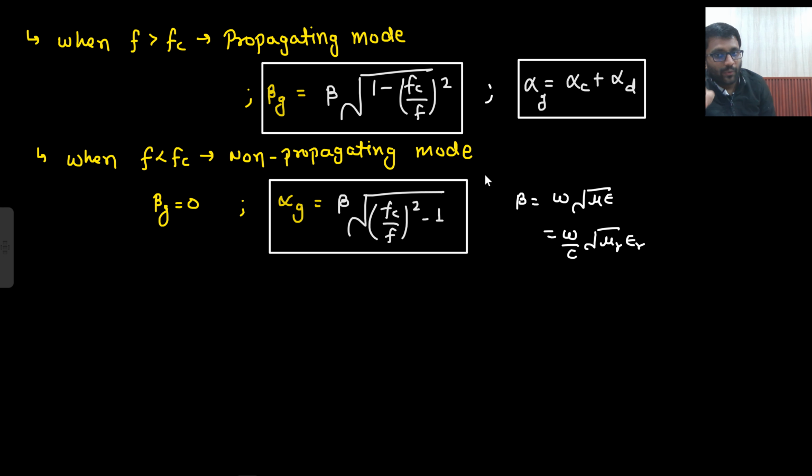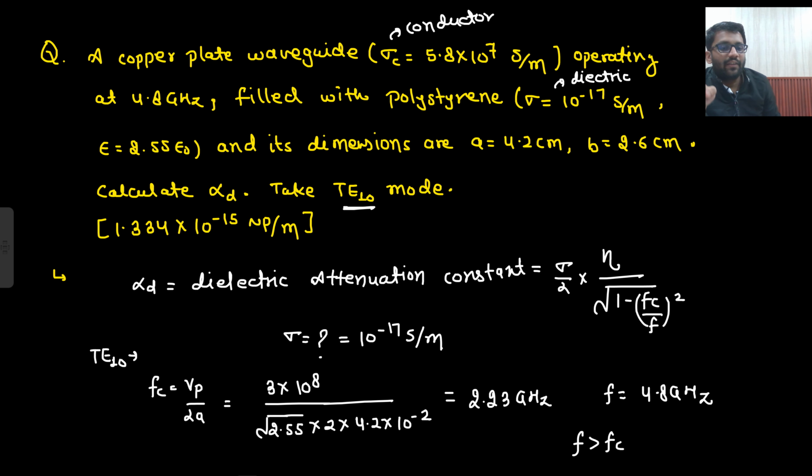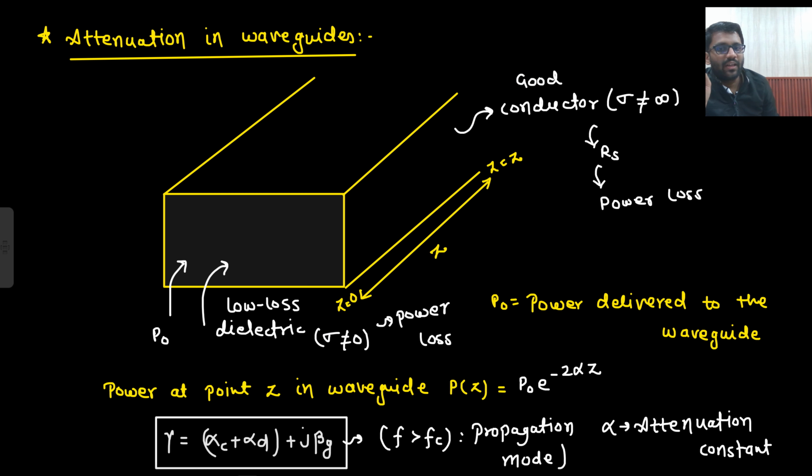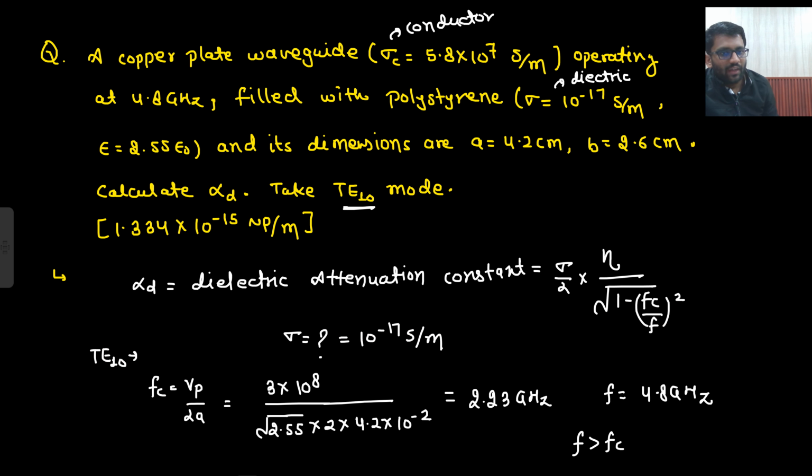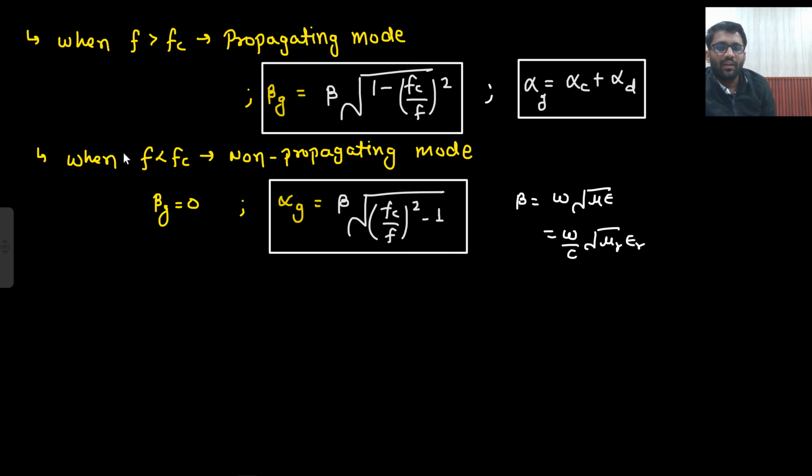But if we are talking about non-propagating mode, if there is propagation, then a different attenuation constant will be there. If there is propagation, then losses could be there because of the dielectric and the conducting plate. But if there is no propagation, that means if your F is less than Fc, that means it is non-propagating mode, then what will be the attenuation constant? Then this will be the attenuation constant, and that attenuation constant I am calling the guided attenuation constant. Are you getting this point or not?